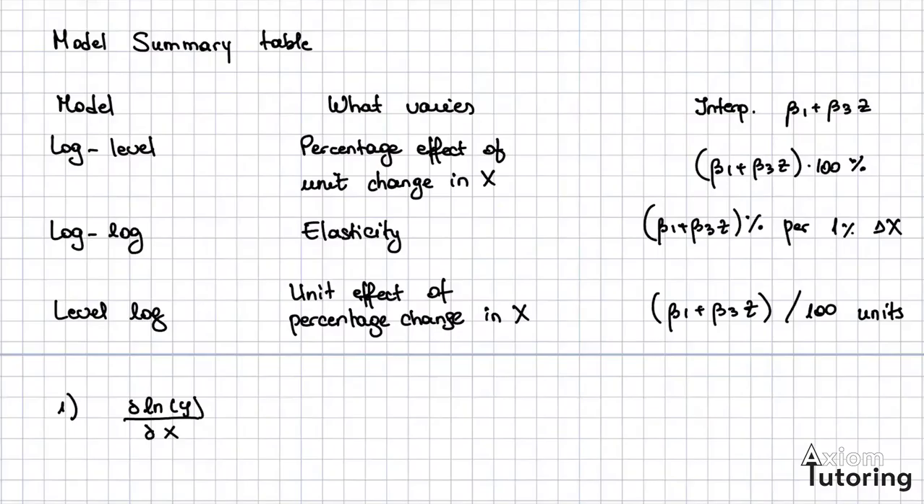The second case, the log-log model: your partial derivative in here would have been ln of y with respect to ln of x, and the formula again would have given you beta 1 plus beta 3 z, but the interpretation would have been in terms of elasticities. So a 1% increase in x changes y by beta 1 plus beta 3 z percent.